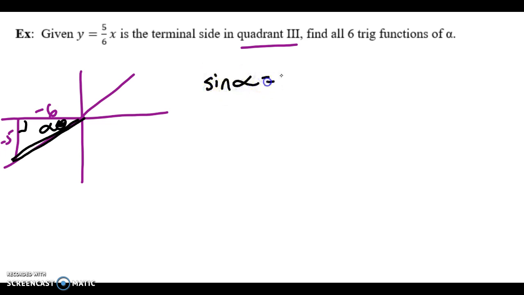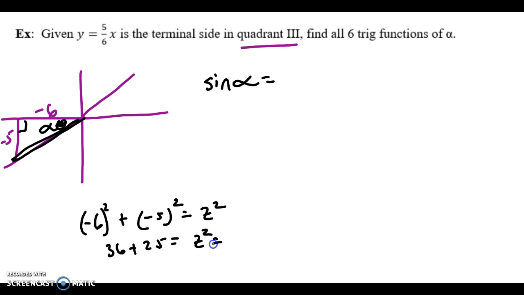Sine of alpha. Let's actually find the hypotenuse first, and I think we found in the last video it was root 11. That's my mistake. We'll find the hypotenuse using the Pythagorean theorem: negative 6 squared plus negative 5 squared equals z squared. We got 36 plus 25, which equals 61, which means our hypotenuse is going to be root 61. So, finally, sine alpha. That's going to be negative 5 over root 61.